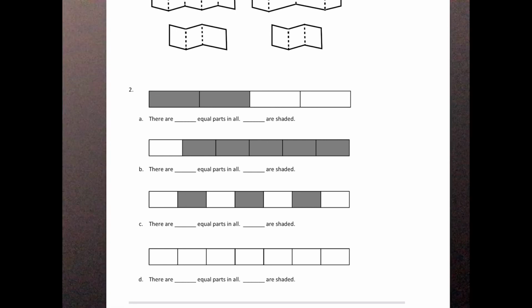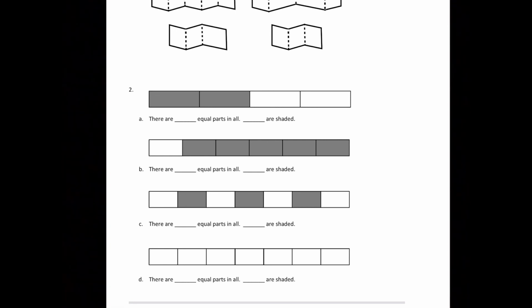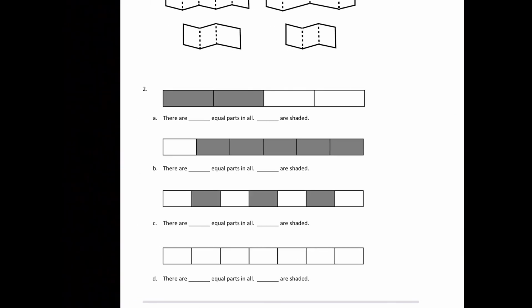Then as a bonus, like I discussed in the video, you guys can write on the side here what the fraction is. So for number 2, you would put the total number of equal parts on the side here, and then on the top, the number of shaded parts. So that is a bonus. And then you're going to go to Seesaw, and there will be a word problem that you need to complete.